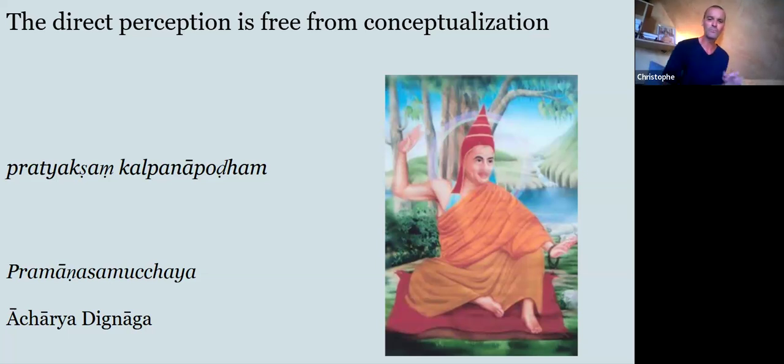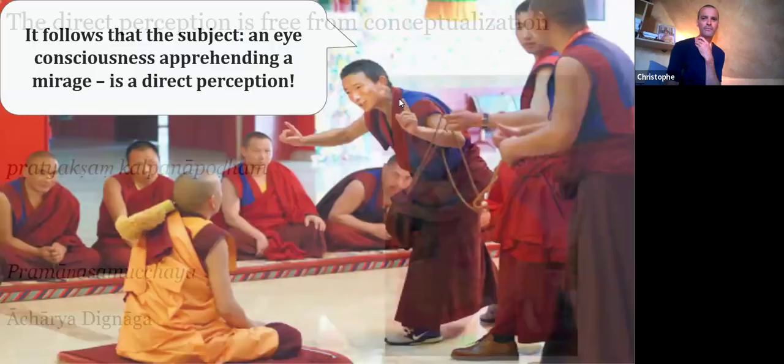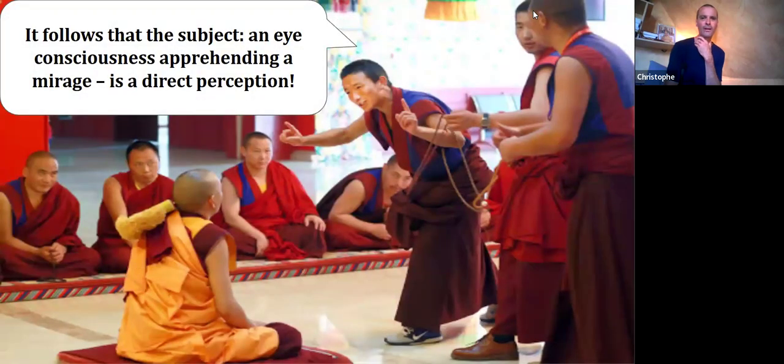So we will see what direct perception means. We will debate with that. Okay, I will send you the slides, as usual. It follows that the subject, an I consciousness apprehending a mirage, is a direct perception.